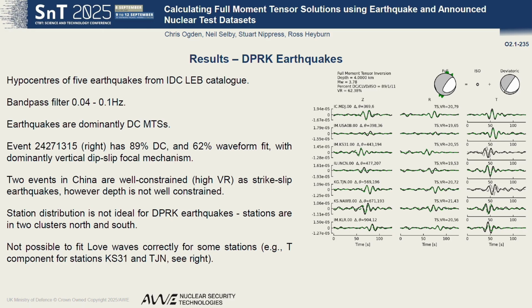And then finally, for the earthquakes, they generally have worse waveform fits, probably because they're noisier and smaller magnitude. But overall, they all produce double couple sources.